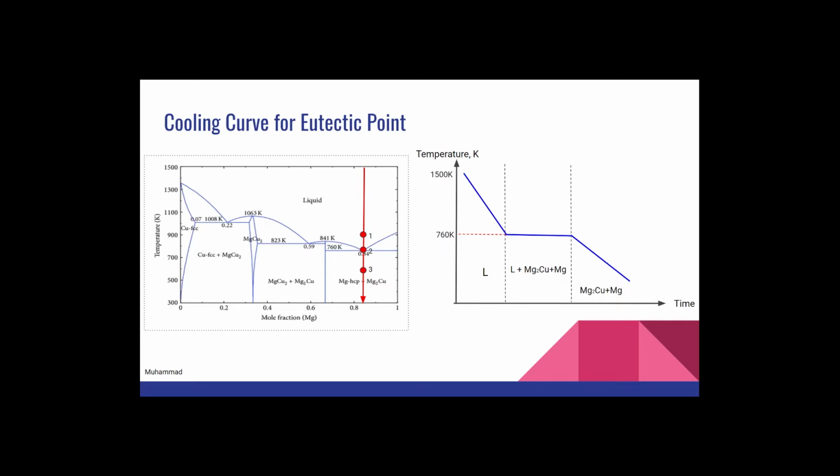The graph of temperature in Kelvin against time was plotted to show the cooling curve for the eutectic point. As you can see, at 760 Kelvin, this is where the eutectic point is. The temperature stays constant even though the time is increasing. This is where the isothermal reaction takes place.